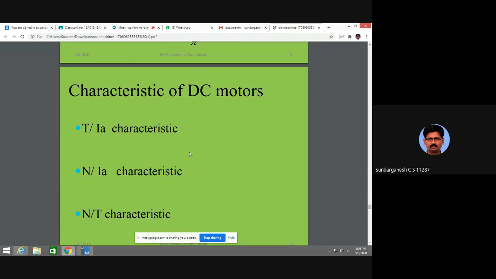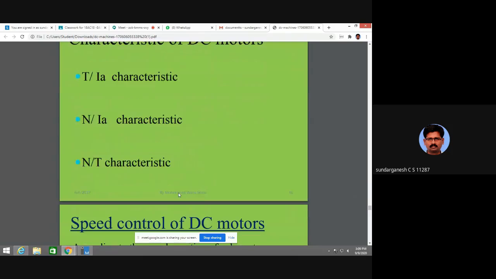So next here also there are some calculators. Torque, armature current calculators. Speed and armature current, speed and torque.